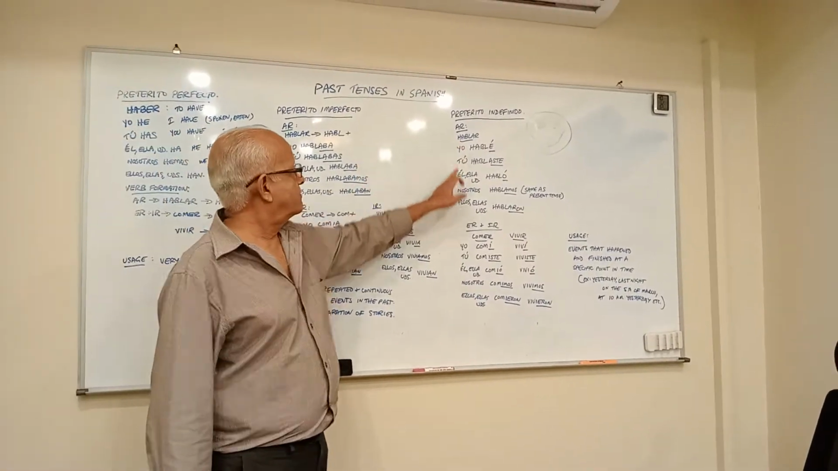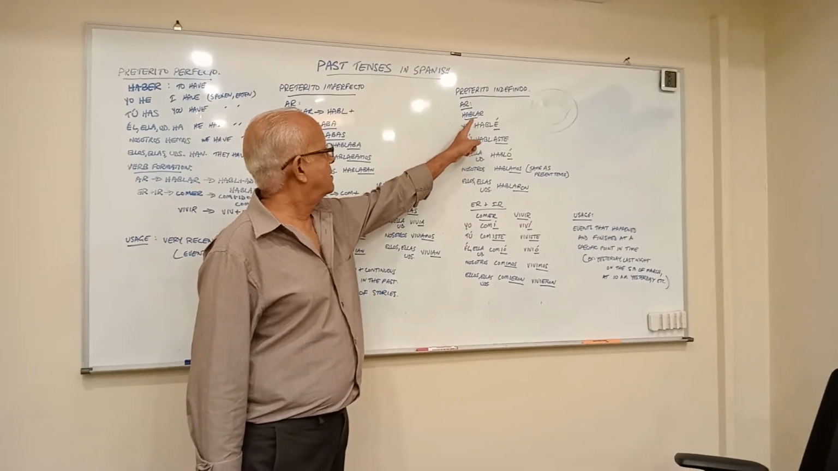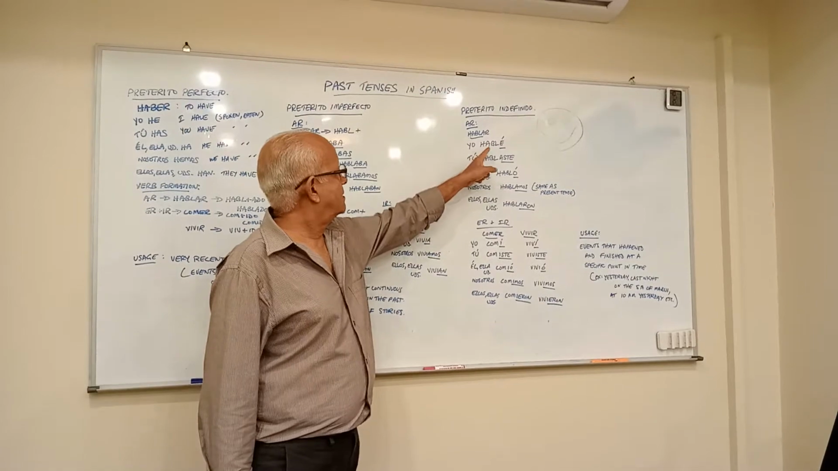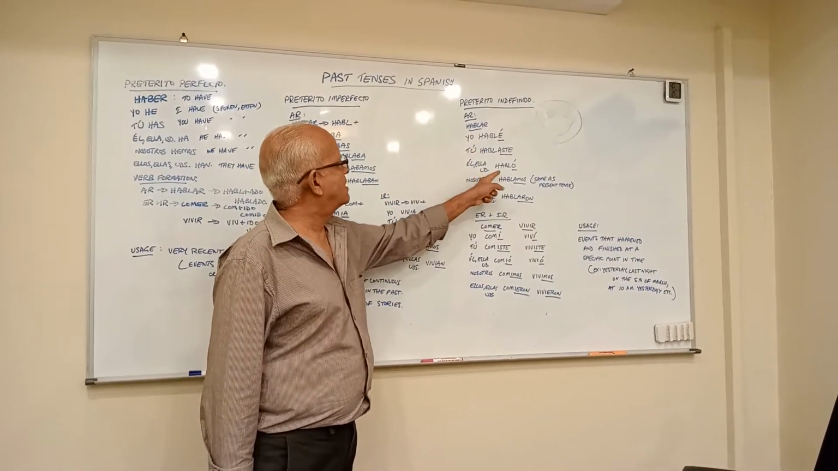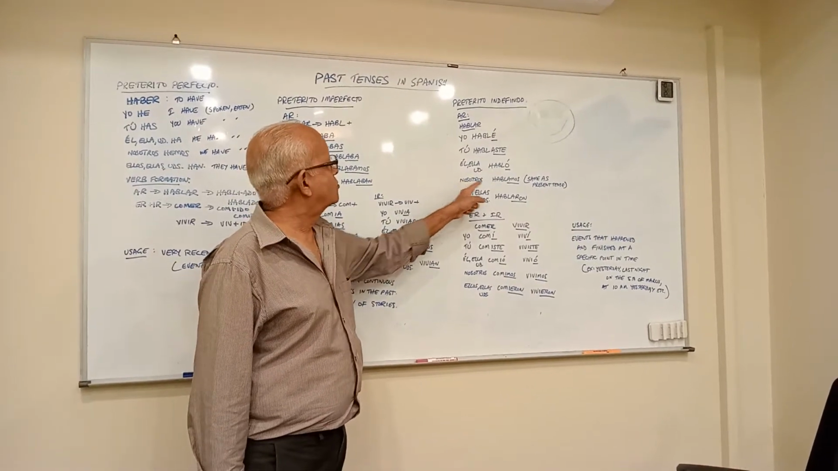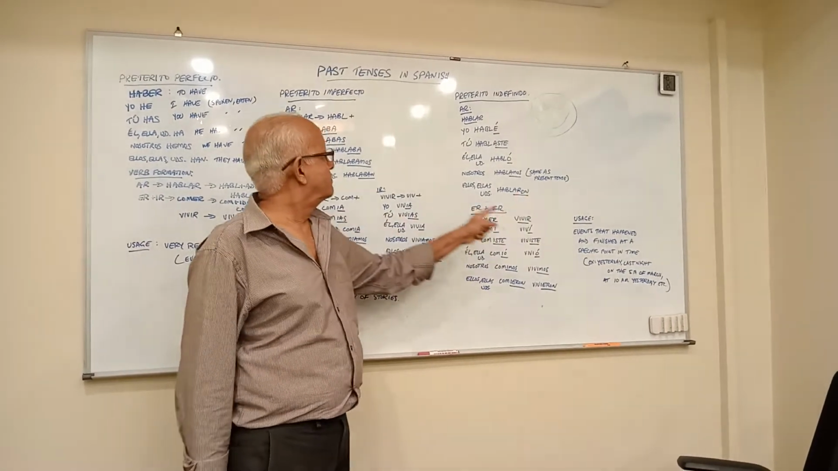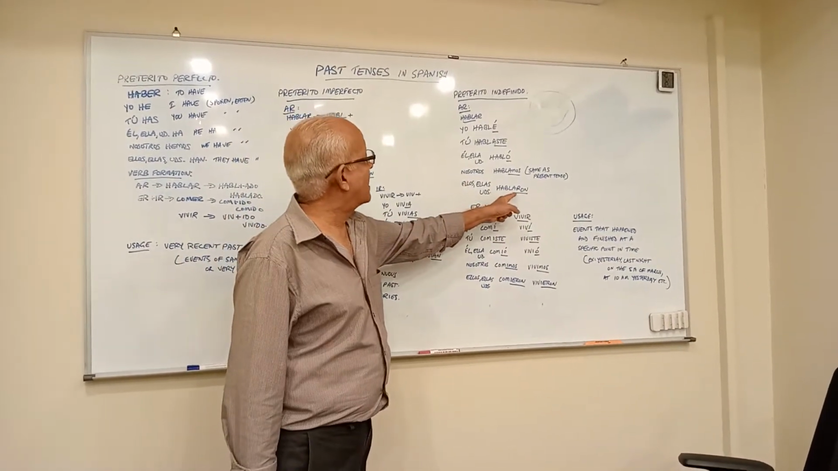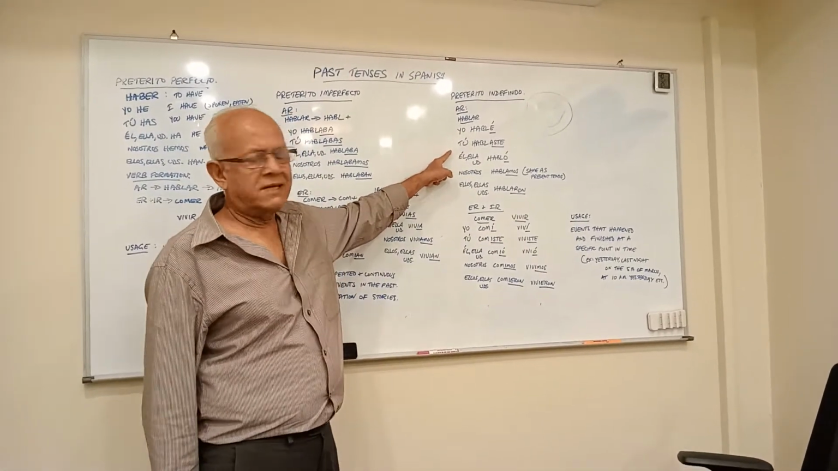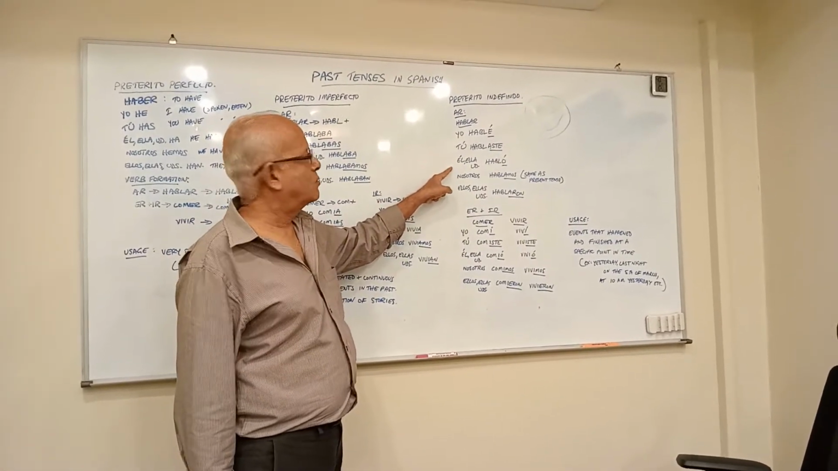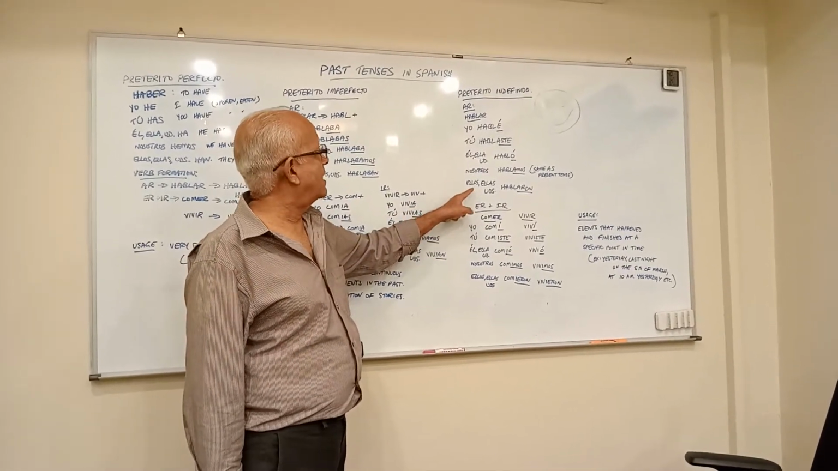The indefinido, what are the endings? AR verbs, we remove the AR, and for yo we add é, for tú we add aste, for él, ella, usted we add ó, nosotros we add amos. Nosotros is same as the present tense formation for AR verbs. Okay, ellos, ellas, and ustedes we add aron. So hablar will become yo hablé, tú hablaste, él habló, ella habló, usted habló, nosotros hablamos, ellos hablaron, ellas hablaron, ustedes hablaron.